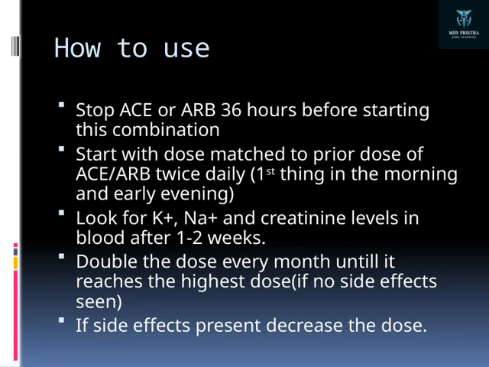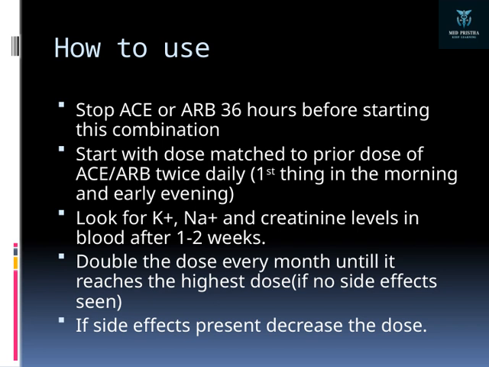When considering how to use this combination therapy, it's important to start by stopping ACE inhibitors or ARBs at least 36 hours before initiating the new regimen. This helps prevent potential overlapping effects that could increase risks. Next, you should begin with a dose that matches what the patient was on previously for ACE or ARB therapy, administered twice daily, once in the morning and once in the early evening. This approach ensures a smooth transition and minimizes side effects.